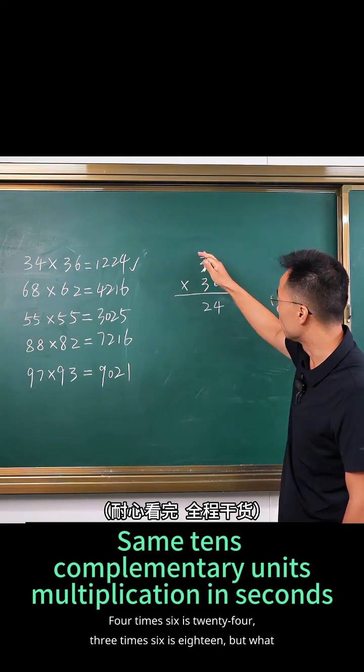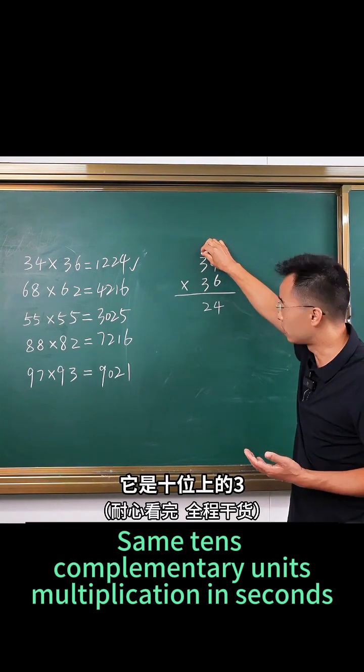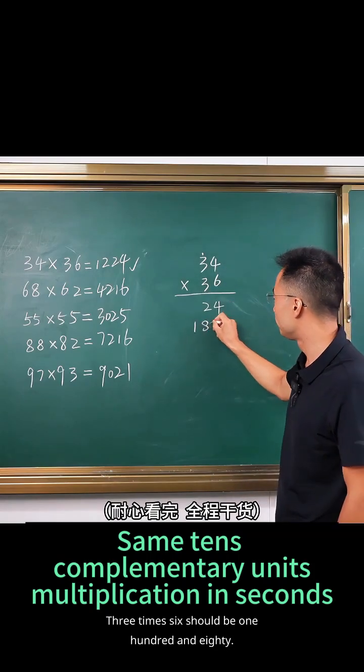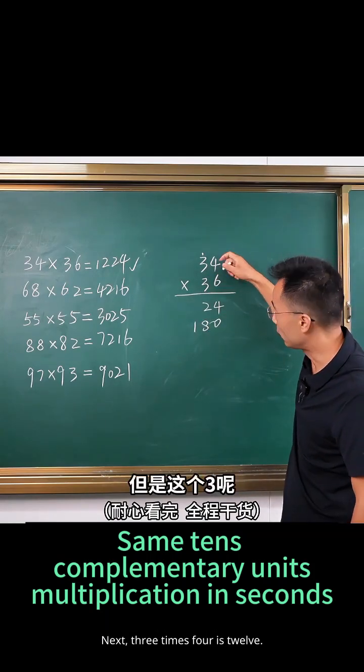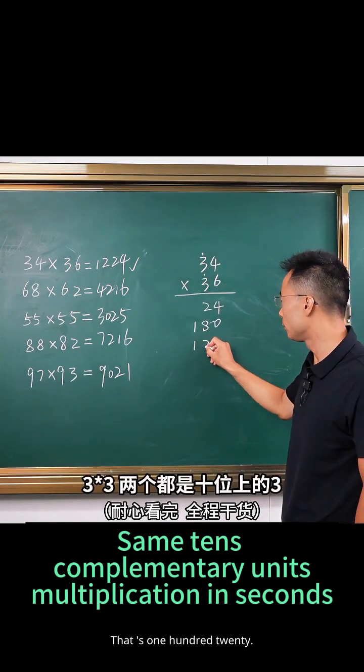4 times 6 is 24, 3 times 6 is 18. But what about this 3? It's the 3 in the tens place. 3 times 6 should be 180. Next, 3 times 4 is 12. But what about this 3? Again, it's the 3 in the tens place. So 3 times 4, that's 120.